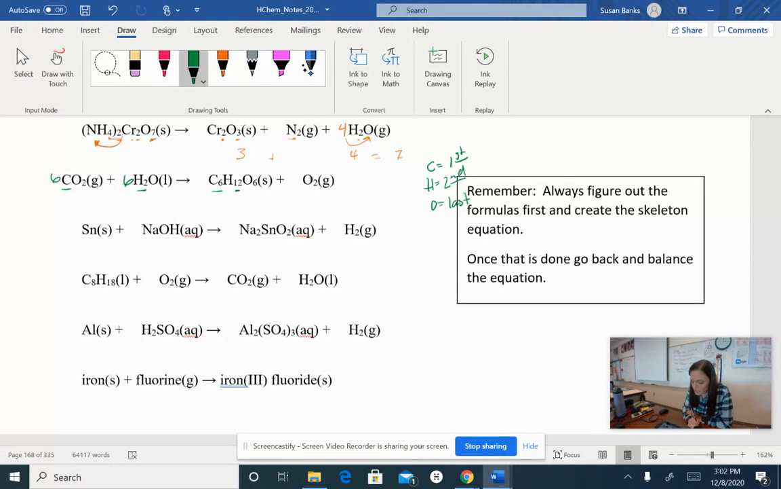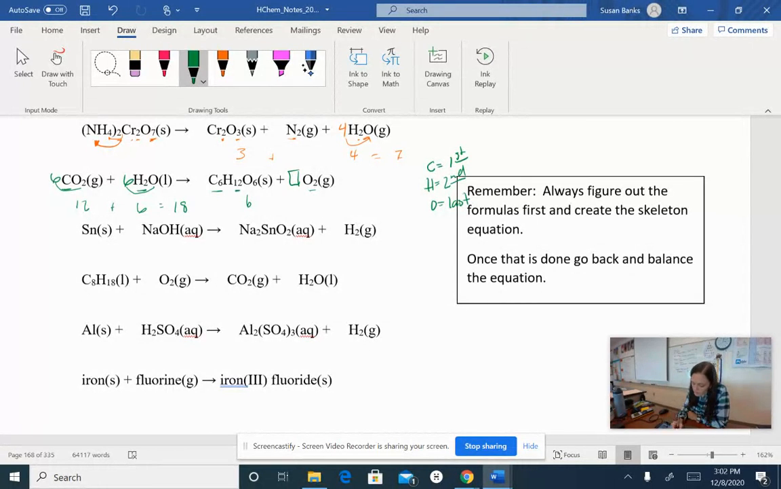Okay, now I'm going to look at my oxygens. Okay, so 6 times 2 gives me 12, and 6 times 1 gives me 6. So 12 plus 6 gives me 18. Okay? So over here, I've got 6, and I can put a coefficient here.